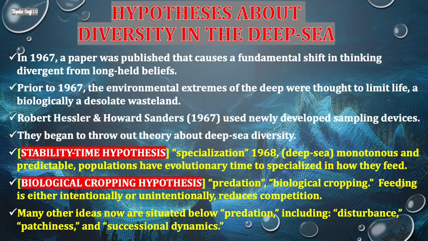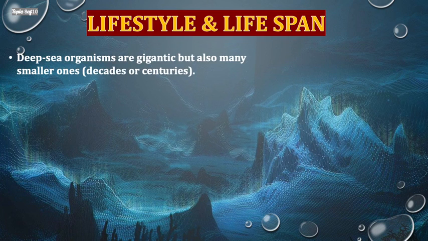And then aside from these two hypotheses, many other ideas came next. So today, the terms predation, disturbance, pathogens, and successional dynamics were just a few of the terms added to a list of hypothetical questions that are trying to answer the curiosity of many on how or why the deep sea organisms are so diverse in nature. So for you, which of these two hypotheses would you think best suits to answer this type of question?